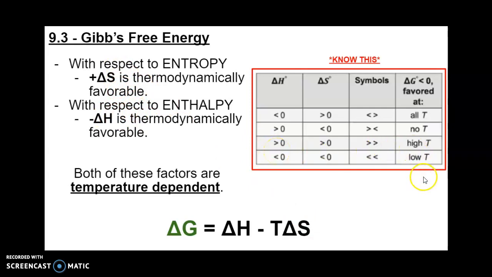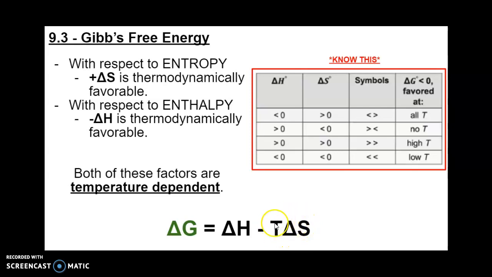Now, if we look at the last two entries, we have a situation where we actually have to think about the value of the temperature and how that could affect if something is favorable or not favorable. So if we have positive enthalpy and positive entropy, if we are at a very high temperature, then that means we're going to have a positive value, and then we're going to subtract another value.